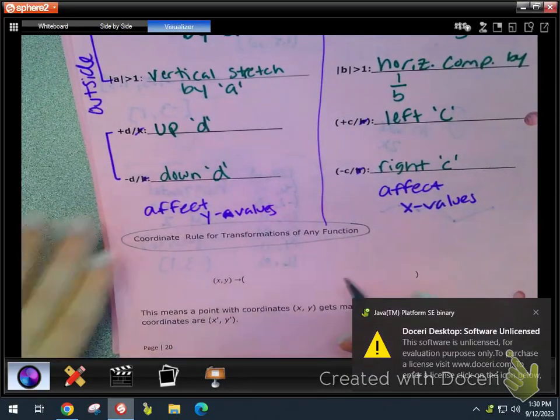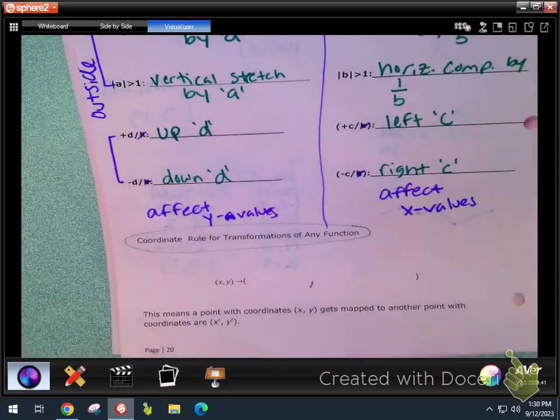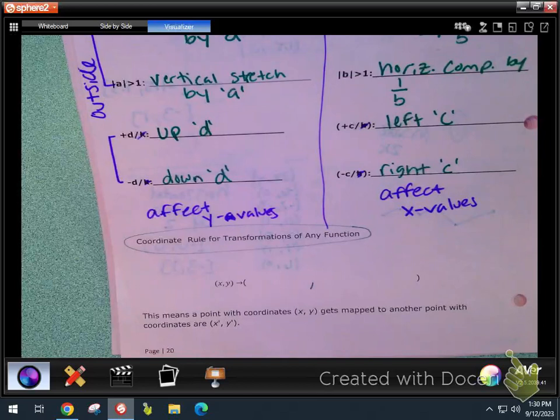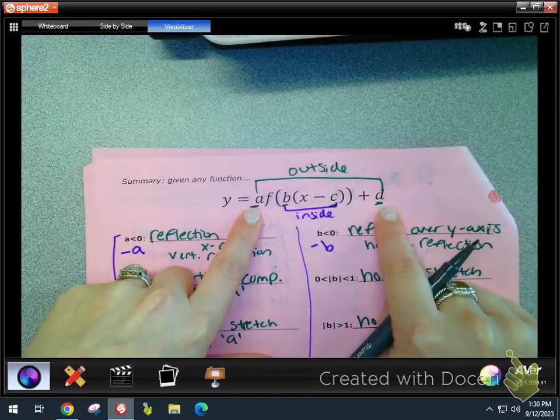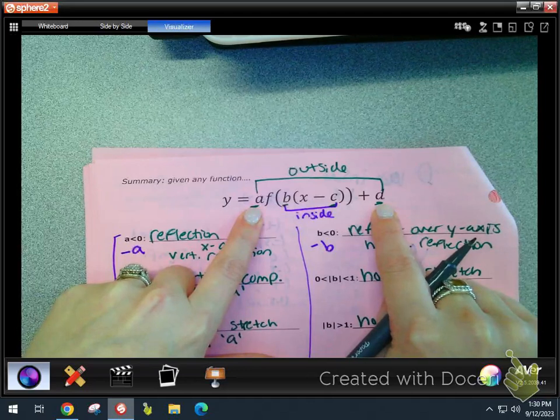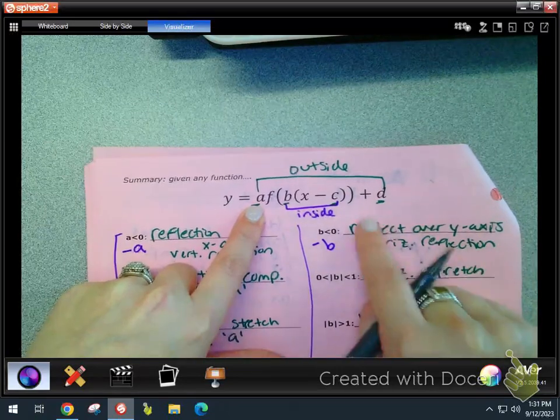So when you have lots of different letters, here's how everything kind of affects. I'm going to do the Y value first. We know that the outside transformations, which are A and D, are going to affect our Y values. Those are all vertical transformations. They don't do anything weird. They just do exactly what the operation says.